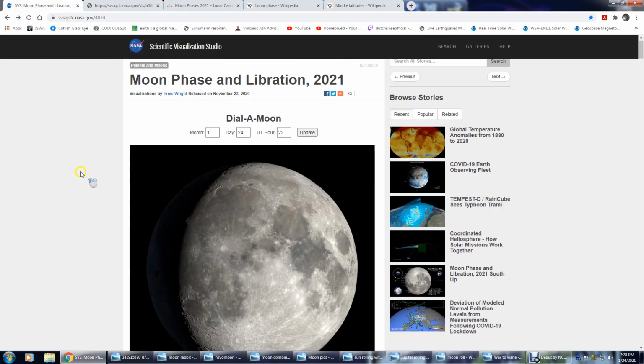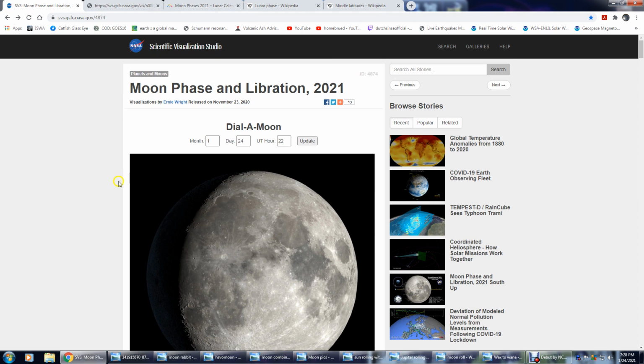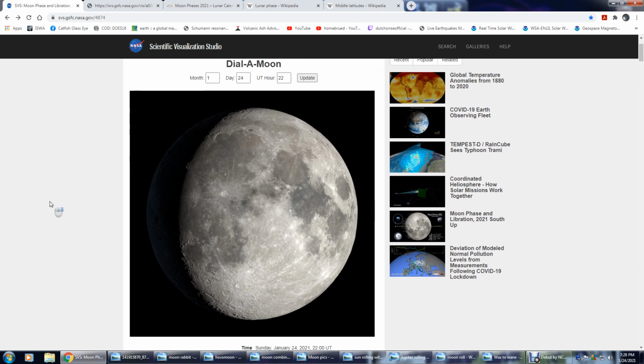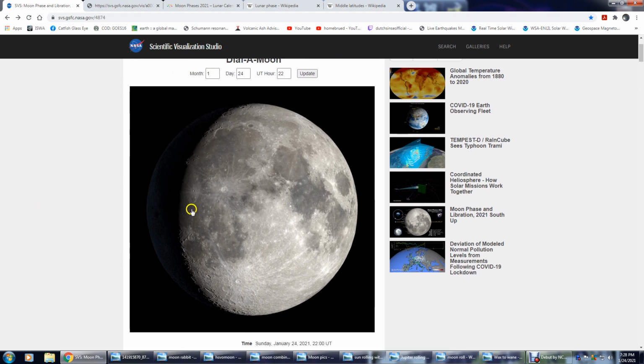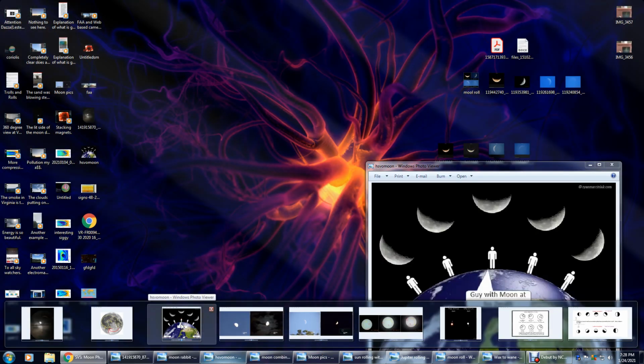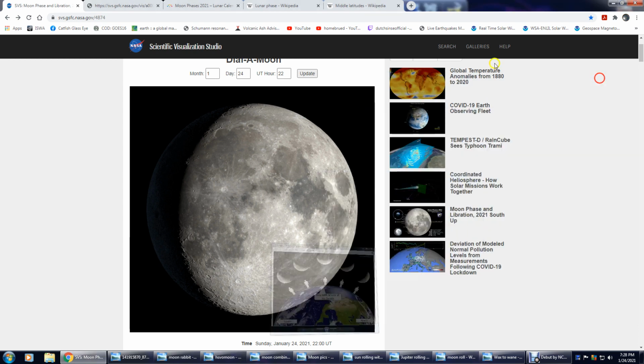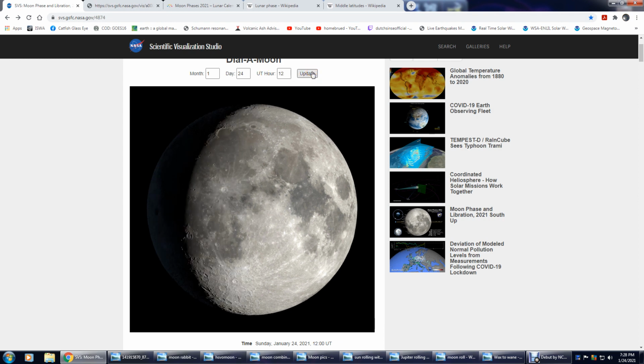Now, here is the dial a moon. It's something you could just put in the correct date and time, and it will give you a northern hemisphere view of the moon. This is how it should look. Granted, some tilt based on your location, right? I mean, the way the moon looks will change based on your location. So obviously you can change it around to, we'll just say 12. You know, it doesn't really change.